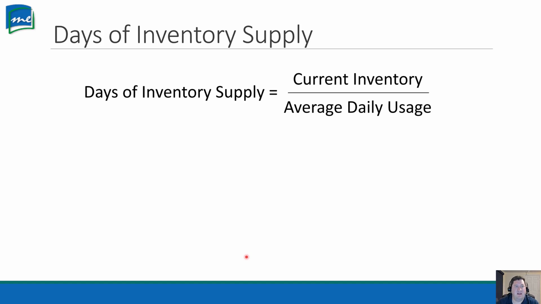So finally, days of inventory supply. How many days of inventory do you have on hand? Our days of inventory equals our current inventory divided by our average daily usage. You can think of that as sales. So if we have 10 on the shelf and we're selling 2 a day, 10 divided by 2 is 5. So we'd have 5 days of inventory.